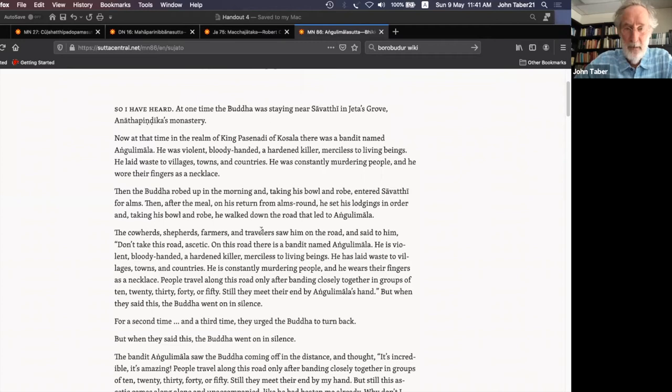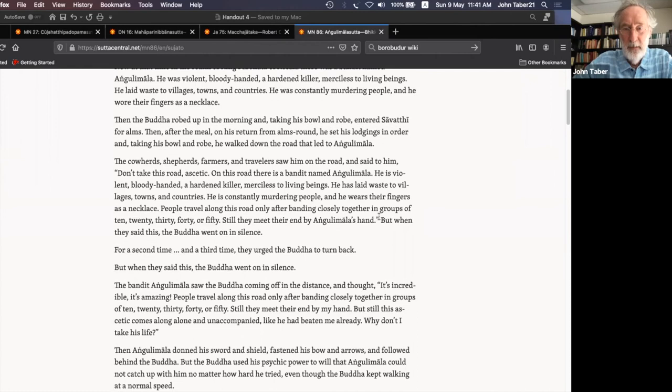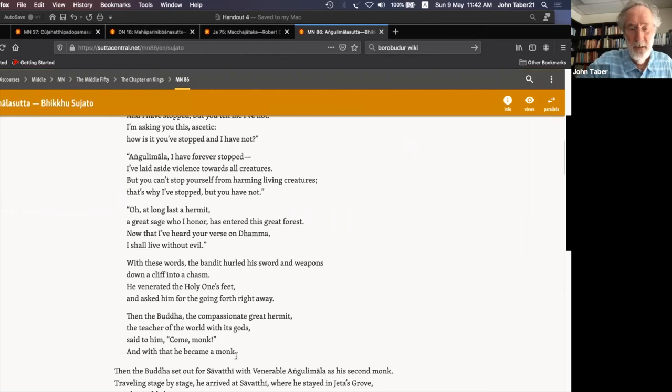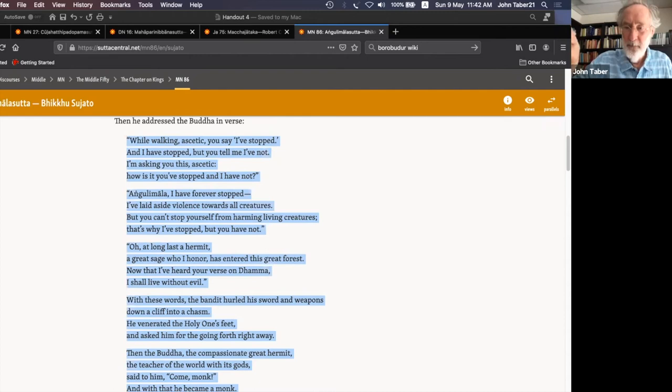This is, of course, the story of the thief whom the Buddha converts by telling him to stop doing what he's doing. There are these verses here that tell the story at the beginning and give us this little episode. These verses were probably already in circulation at the time of the Buddha. So the Buddha says, while walking: Ascetic, you say, I've stopped, and I have stopped, but you tell me I've not. I'm asking you this, ascetic, how is it you've stopped and I have not?